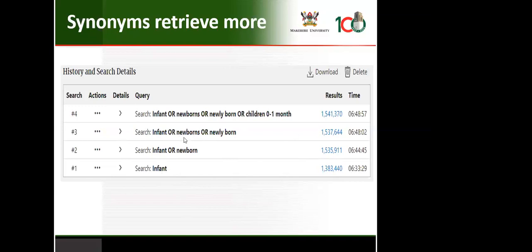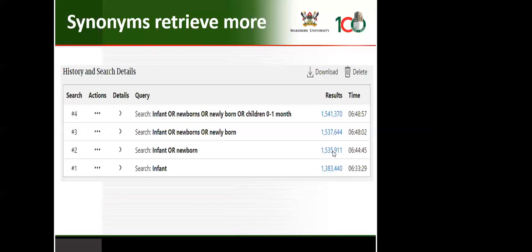I continued, I said, no, some authors have called these words differently. So I added infant, newborns, or newly born, and I got 1.537. The lower one was 1.535. So I added over 2,000 studies by just adding the words newly born. Now I went up there, I said, okay, let me add children between 0 and 1 month old. And still I got 1.54. I increased it by about 100,000.